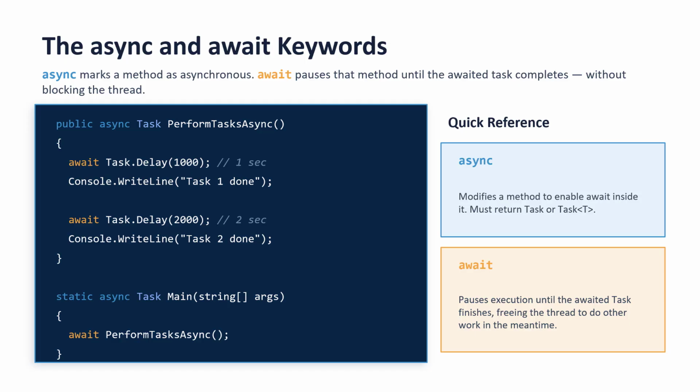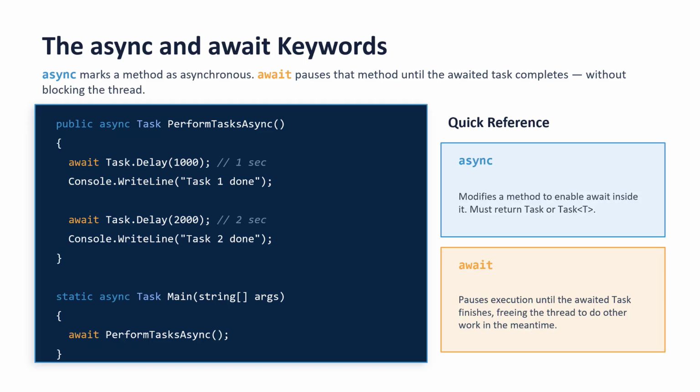So then the await keyword is what we put in front of the asynchronous call. It pauses execution of the current method at that exact point until the awaited task finishes. But critically, it does this without blocking the thread.